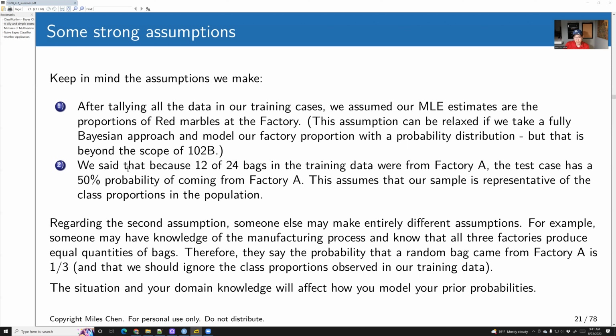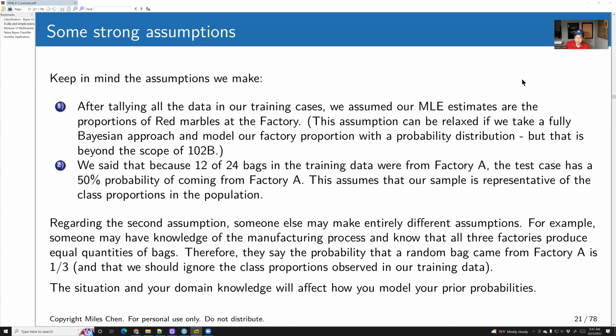And then the other big assumption was that, okay, when I bought 24 bags and half of them came from factory A, I'm now assuming factory A has twice the output of factory B and C, because in my sample, 12 of them came from factory A and 6 came from factory B. So that's also a big assumption there.